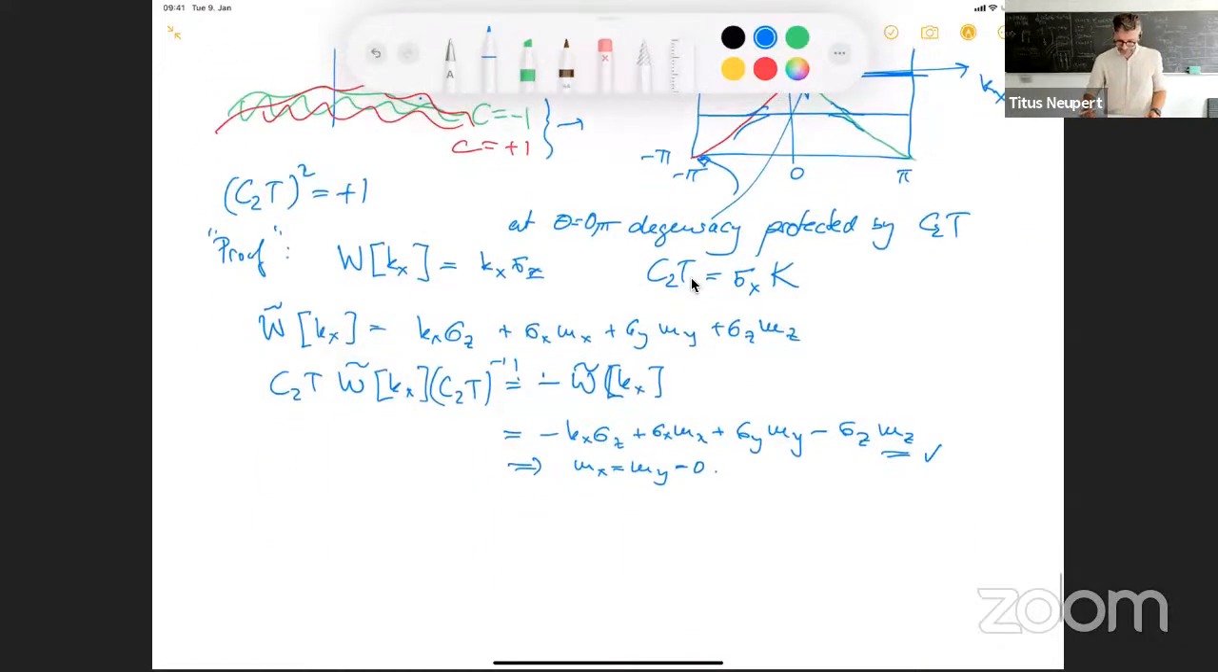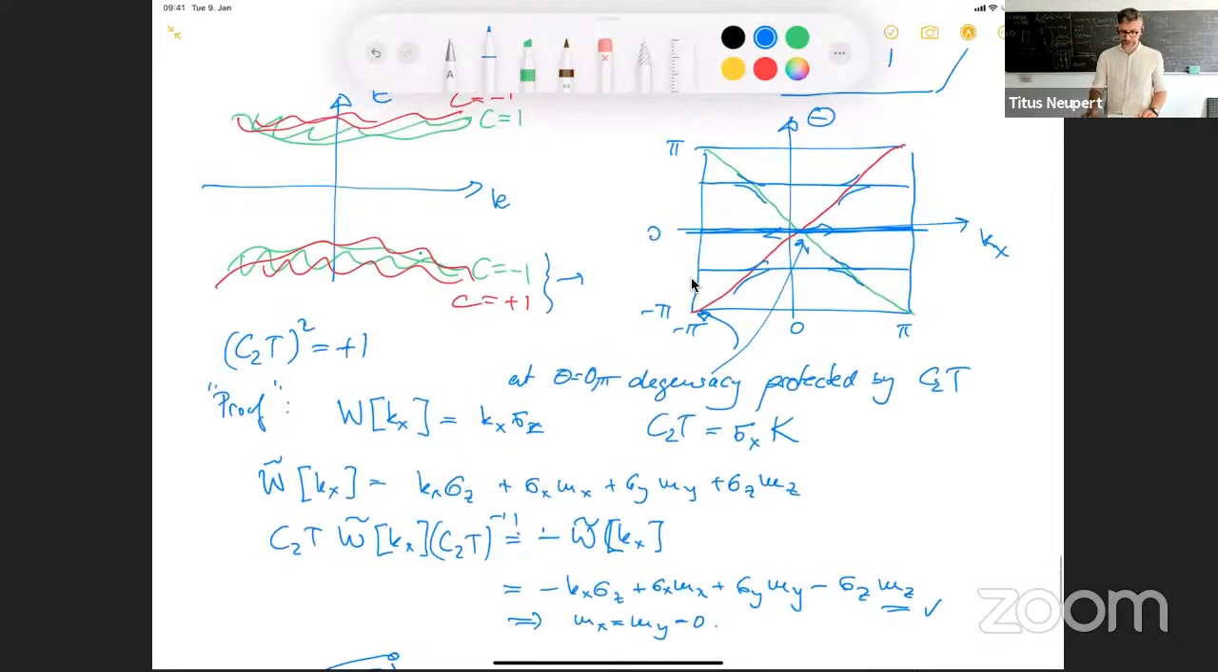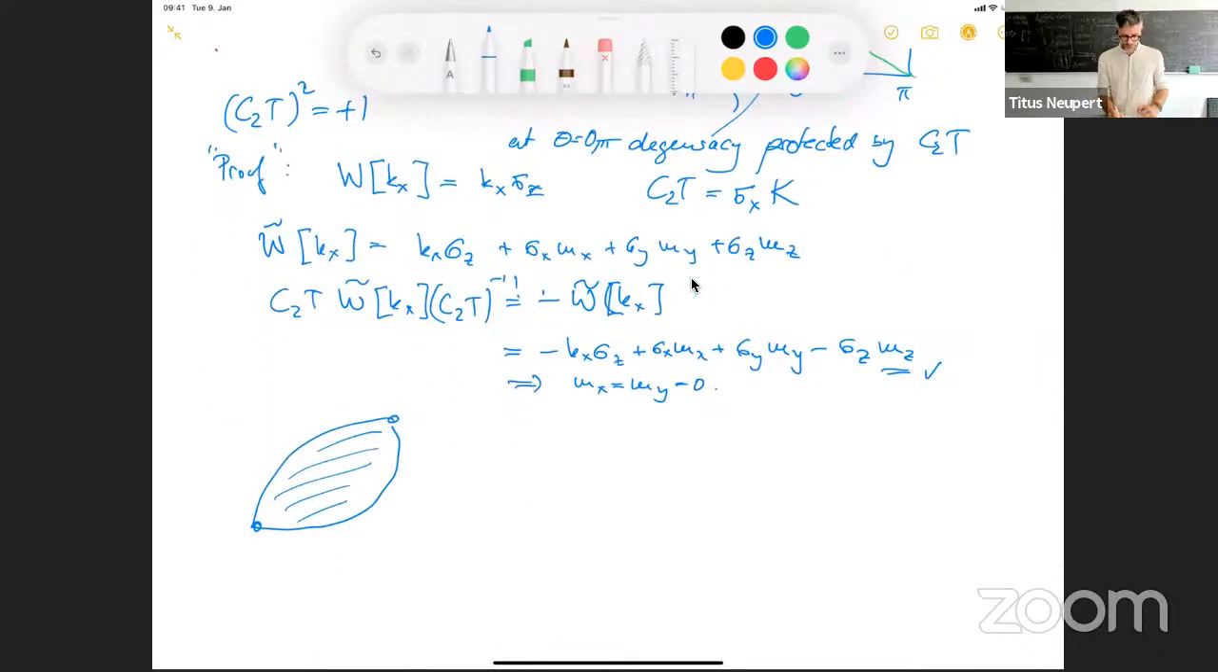So we have this fragile topology, and I just want to mention also that there's a higher order topology coming with this. If you have this C2T symmetric system, there is no local constraint on the edge to have anything gapless. So even though the Wilson loop has a gapless state, this red and green state, the edge is not C2T invariant locally. So the edge is gapped.